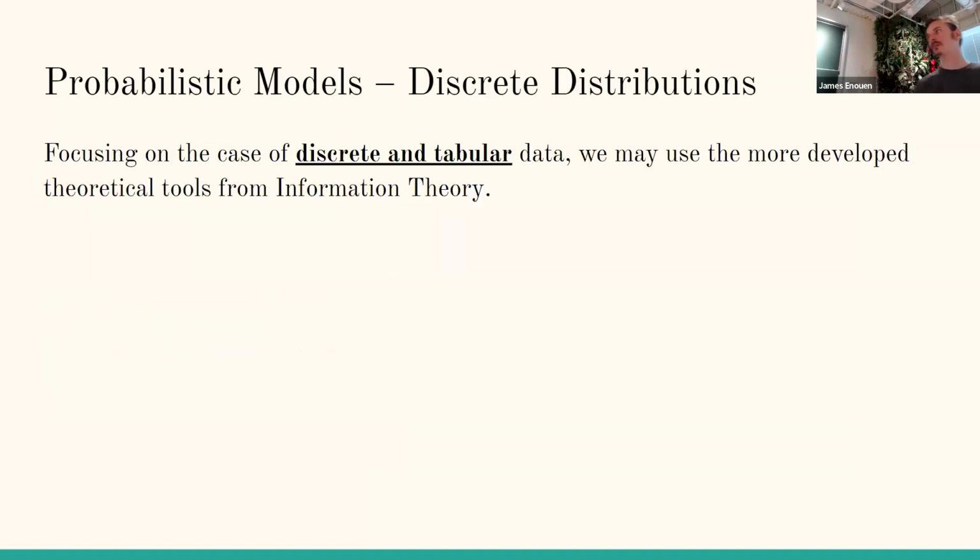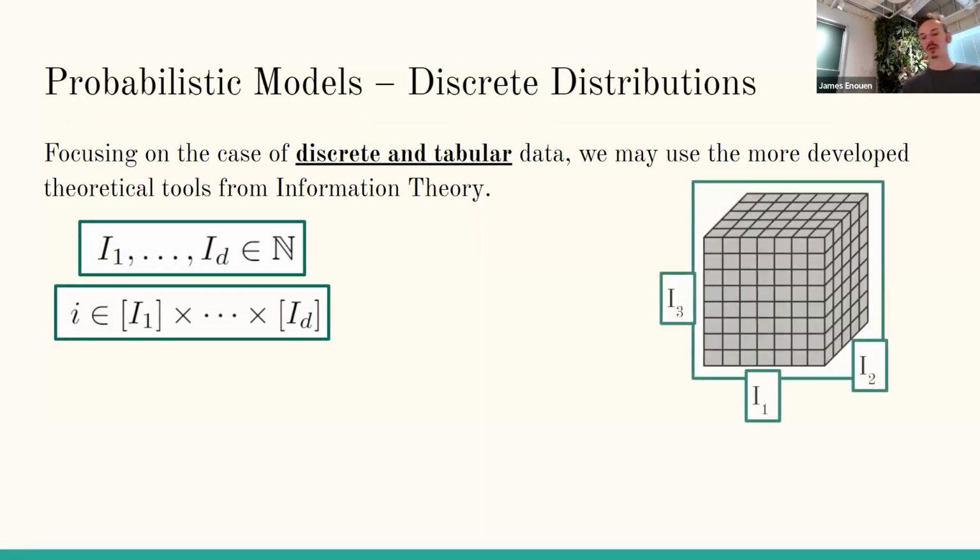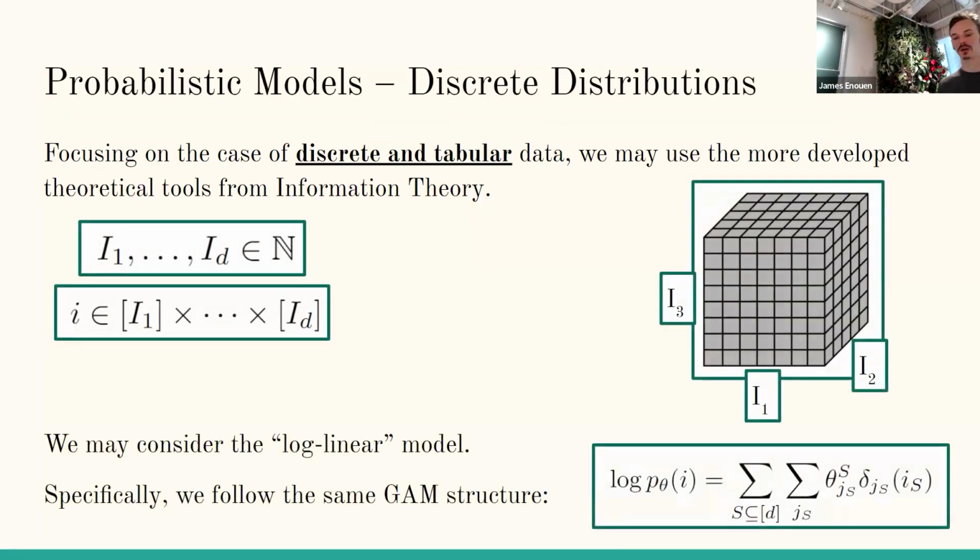Okay. But what we're actually going to do in this work is focus on the tabular case where we have discrete data. And there we're able to use all of the tools from information theory. Because we have the compact domain, we don't have to worry about our tails and everything, and we can use information theory. So here we're just going to have our d-dimensional data again, and we're going to represent it as a tensor, or at least think about it as being represented by a tensor, where each of these categorical features can take I1, I2, I3, etc., different values.